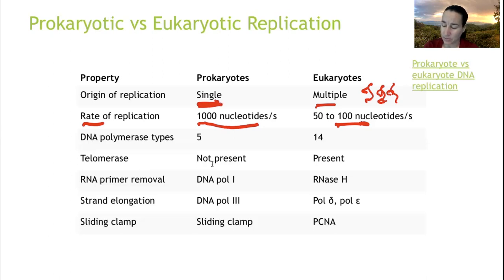I'm not going to ask you about all the different polymerases or the telomerase. They are both going to need RNA primers. They are both going to elongate the strands with DNA pol. It's just slightly different, but big differences for test purposes. One origin for prokaryotes and lots of origins for eukaryotes. Super fast replication for prokaryotes, comparatively slower replication for eukaryotes. So those are the big takeaways I want y'all to know.